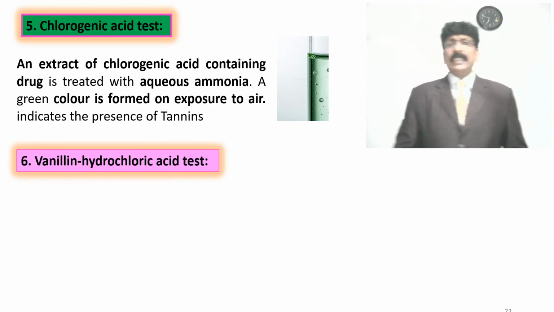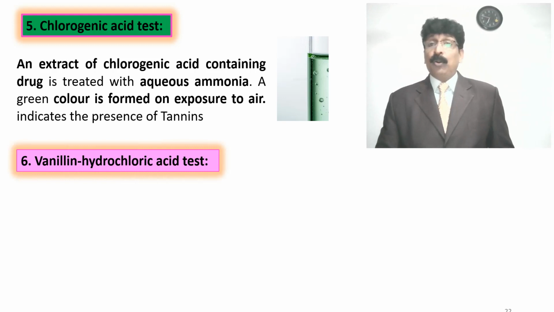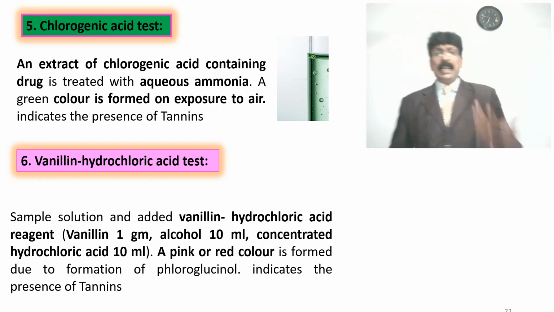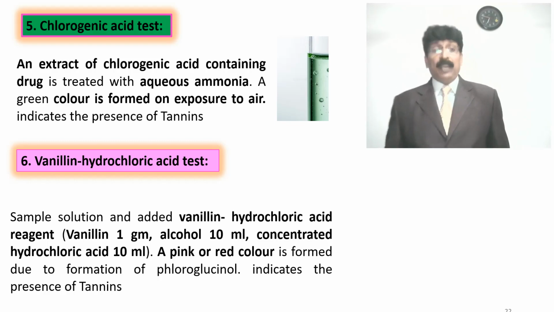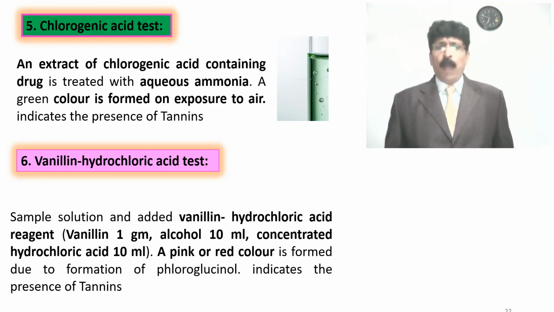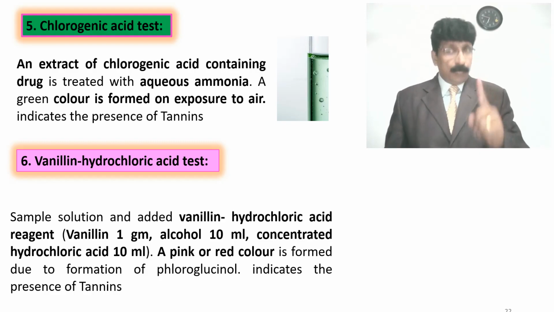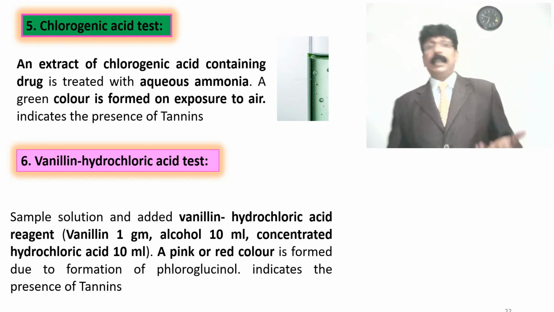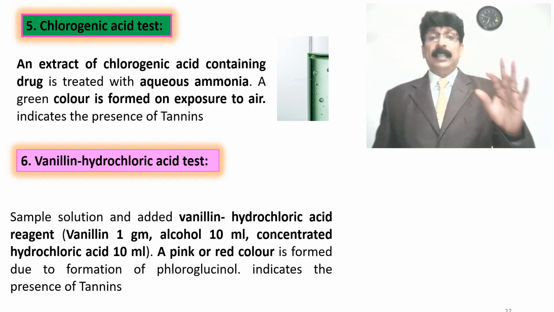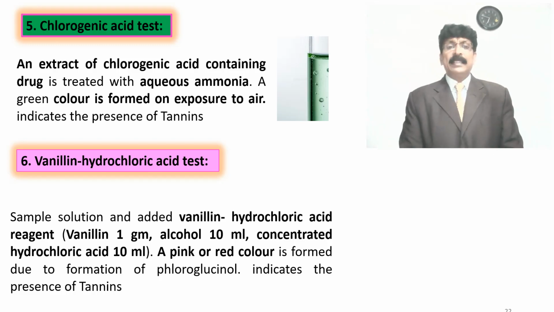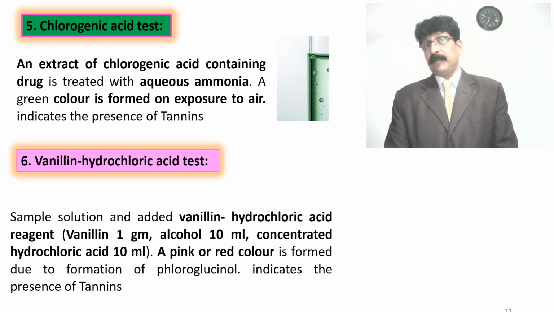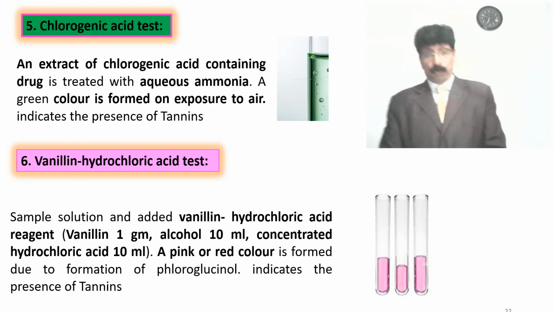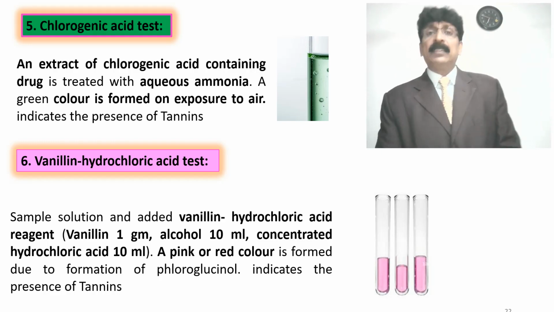The last test for tannin is the vanillin hydrochloride test. They ask this specifically. A sample solution of the plant extract is added with vanillin hydrochloric acid reagent. What is this vanillin hydrochloric acid reagent? Take vanillin 1 gram, alcohol 10 ml and concentrated hydrochloric acid 10 ml. That is the vanillin hydrochloride reagent. When you add this, immediately a pink or red color is formed due to the presence of phloroglucinol. Indicates the presence of tannins.